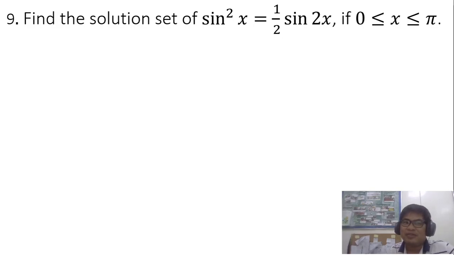Let's have problem number 9. Find the solution set of sine squared x is equal to 1/2 sine 2x if x is in between 0 to pi. So it means naara siya sa first and second quadrant. So this is the trigonometric equations. So solve nato ni, no?